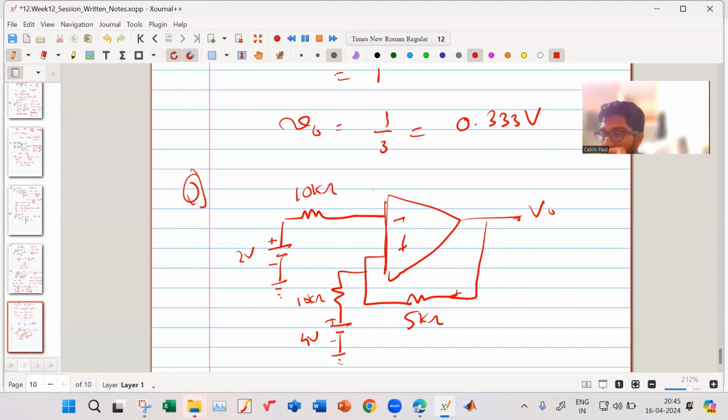Here we have options. Maybe we can try to check that by applying them also. I have options over here, so that is easy for me.